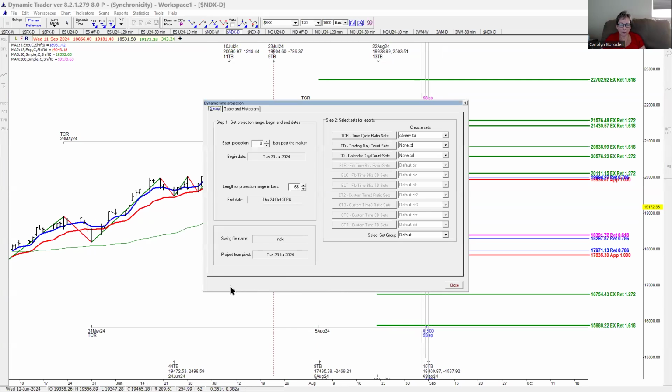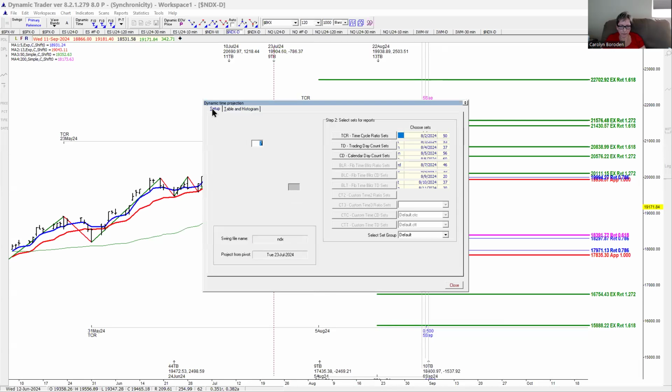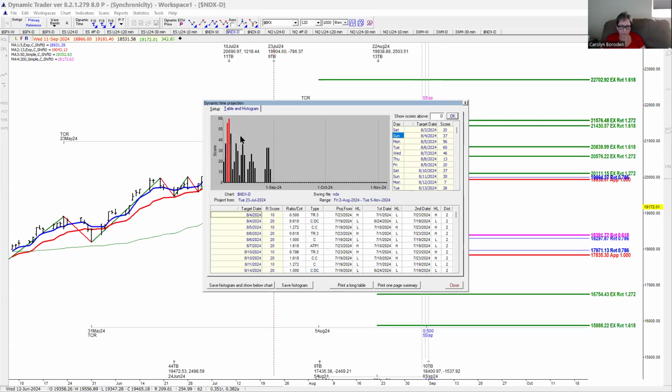It switches to calendar day mode. The outright cycles are trading day mode, but these are calendar day mode. If I change this to like 7, maybe it's okay. So this is where the standouts came in. Oh, this was actually the NASDAQ. So NASDAQ also had a histogram, August 5th, August 6th. So it's called the dynamic time projection tool in the dynamic trader software.